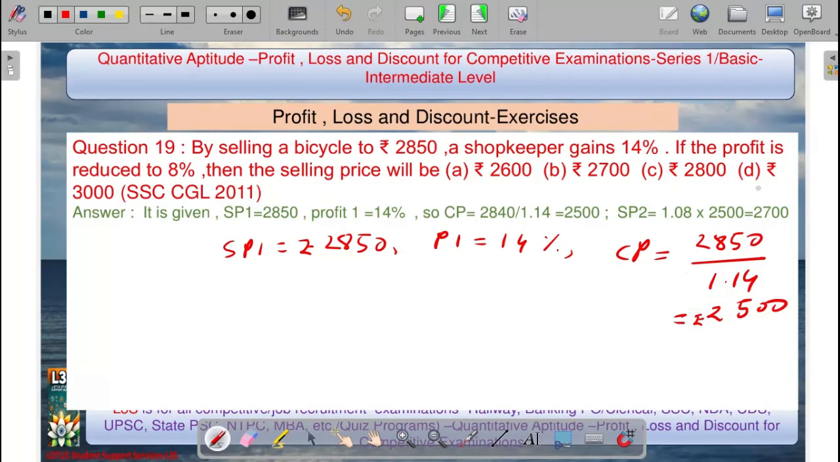If we do it, we'll get 2500. Now we have to find the sale price when profit is reduced to 8%. So SP2, if we need profit 8%, is 108 by 100 into 2500. If we simplify it, we'll get 108 into 25, that will give you 2700 rupees. So this will give the correct answer.